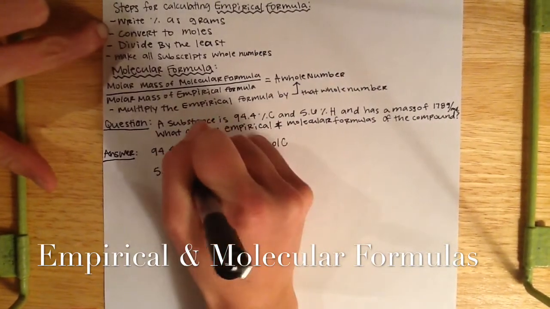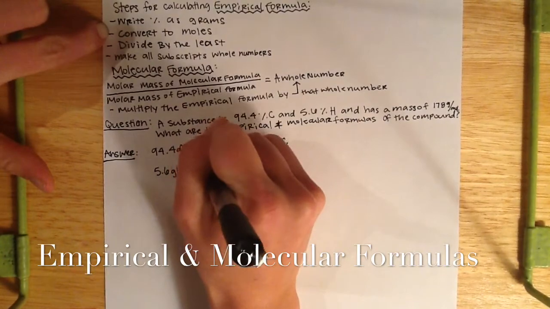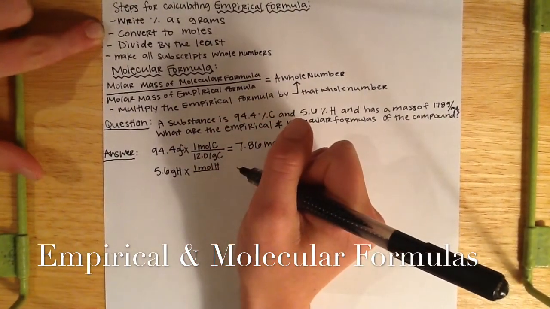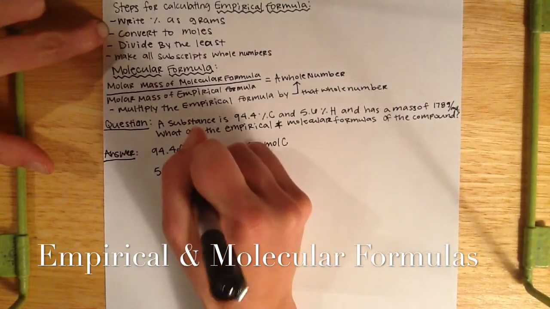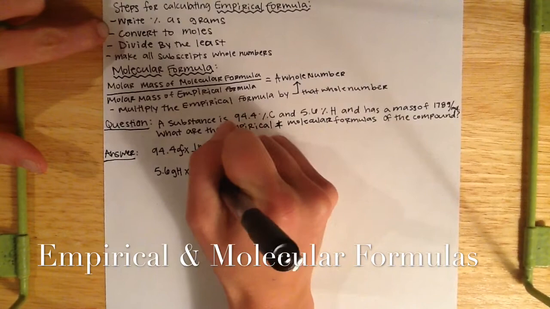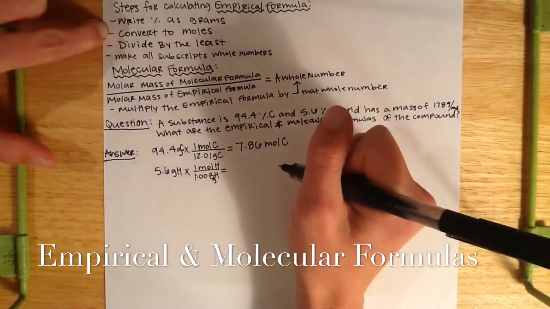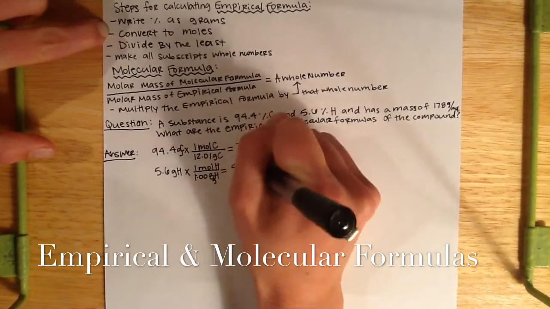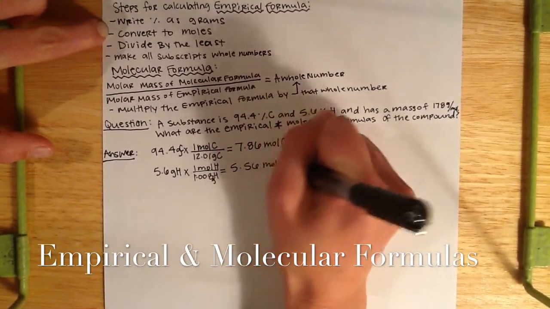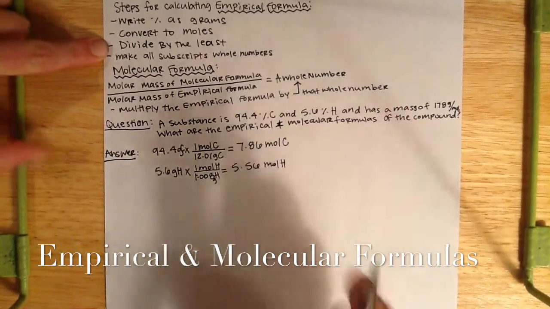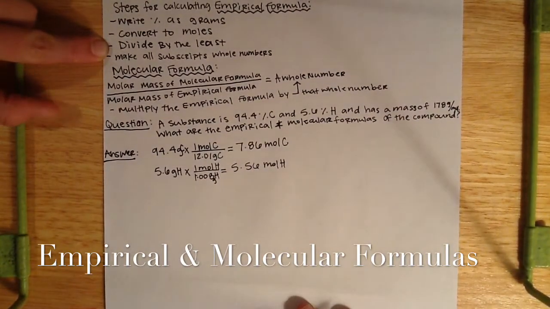So we have 1 mole of hydrogen, and the molar mass from the periodic table of hydrogen is 1.008, and that gives us 5.56 moles of hydrogen. Okay, now our next step right here, it says divide by the least.